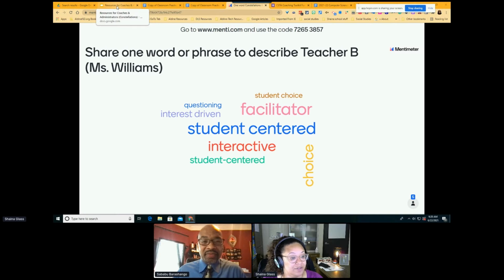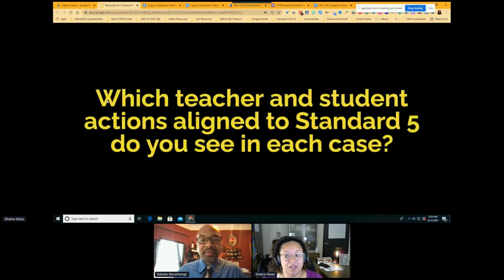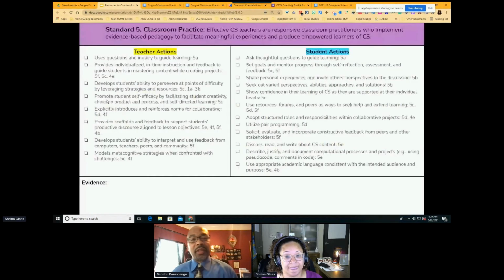Please don't close those vignettes yet or those scenarios yet, because we would like for you to use them. So what we're going to do now is look at how the teacher and student actions align to Standard 5. Remember, Standard 5 deals with classroom practice, and you just observed two classrooms actually dealing with the same concept, which were conditionals. So what we would like for you to do at this moment in those same two documents is to use this look-for tool.